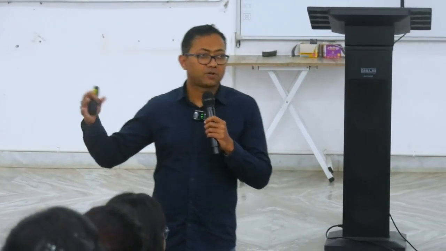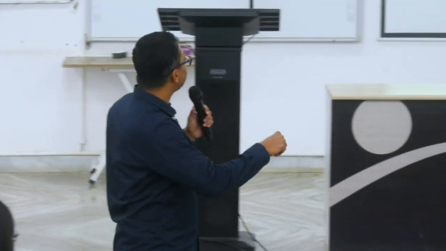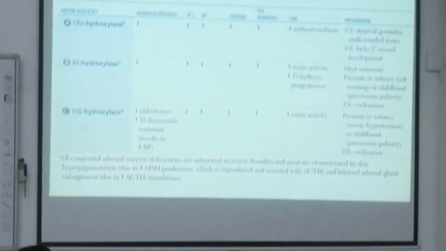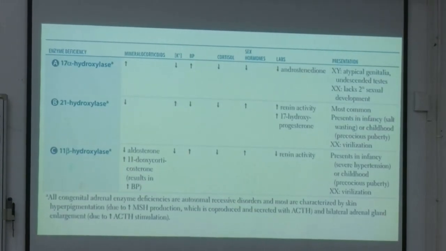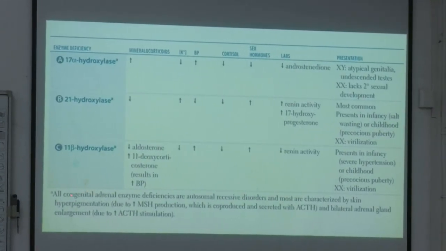Okay, we can see on the CT scan that the adrenal gland is hypertrophied, or there is hyperplasia, right? All congenital adrenal enzyme deficiencies are autosomal recessive disorders, and they are characterized by skin pigmentation. Why is there skin pigmentation? Because cortisol synthesis is low, there will be increased ACTH, and in the formation of ACTH, the byproduct is MSH, melanocyte stimulating hormone, and this will cause skin pigmentation.